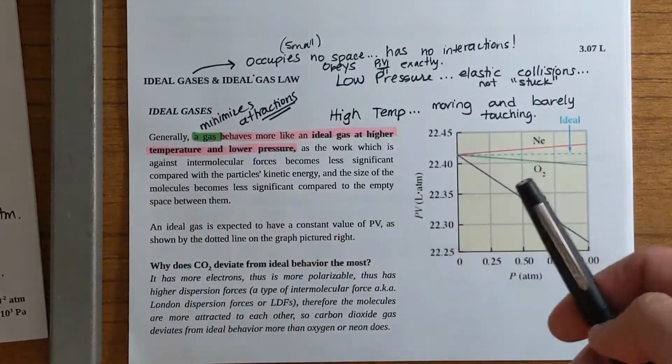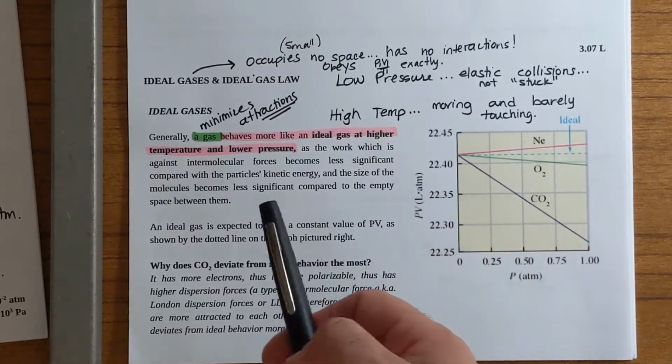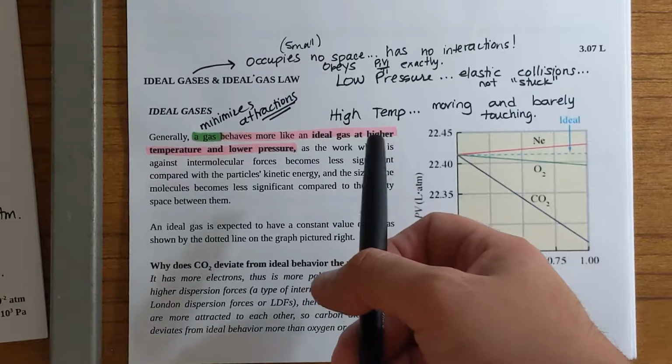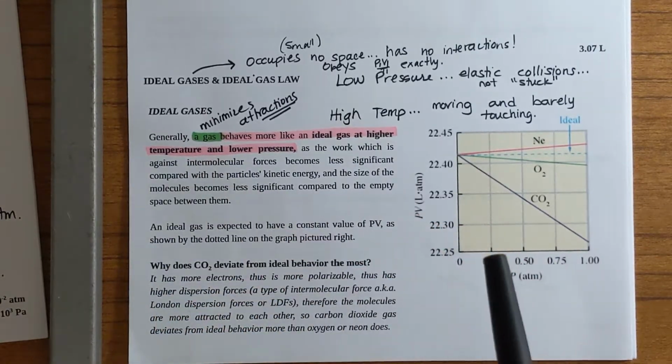So at the end of class, I rushed through and made you highlight that a gas behaves more like an ideal gas at higher temperature and lower pressure. Remember, high temperature, low pressure. That's going to be a question. It's going to show up on future quizzes, and it'll definitely be on the AP Chem exam.